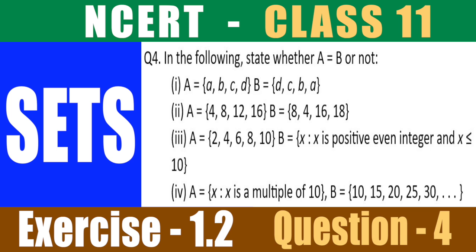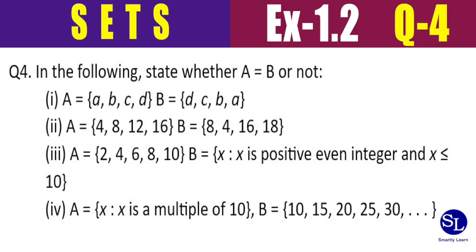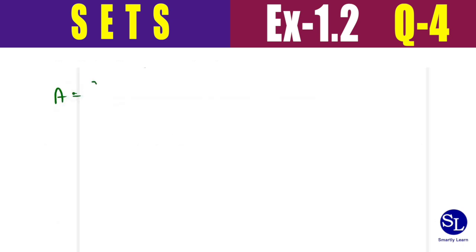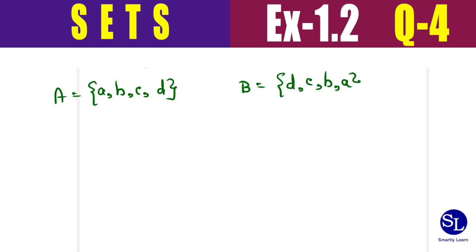In this video, let's see how to solve the fourth question in exercise 1.2. In the following, state whether A is equal to B or not. There are four subdivisions, so let's take the first one. Set A has elements a, b, c, d, and set B has elements d, c, b, a.